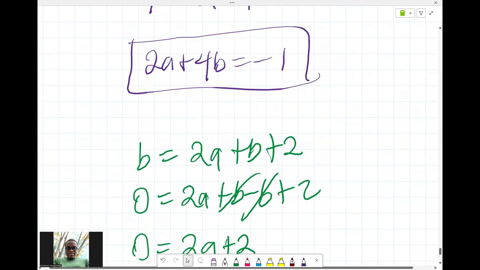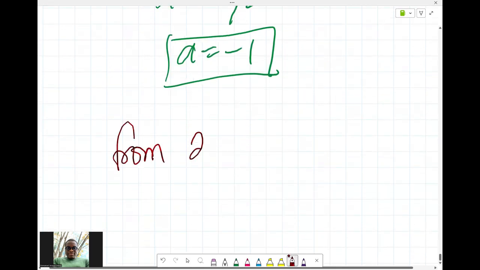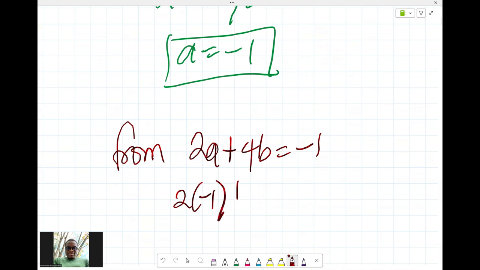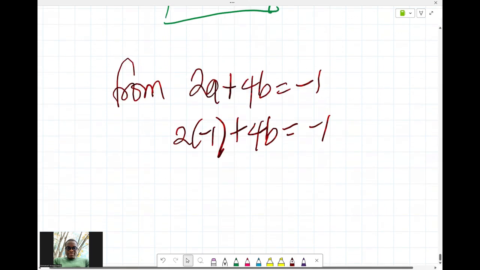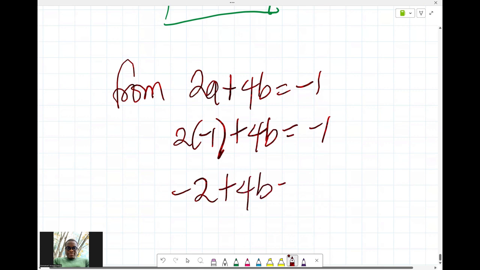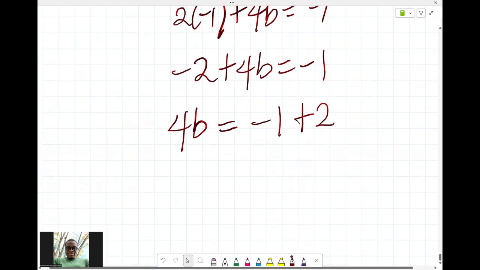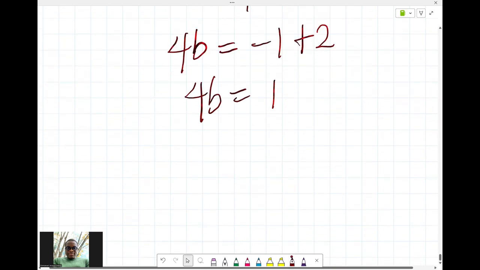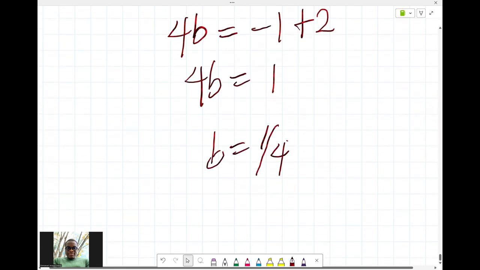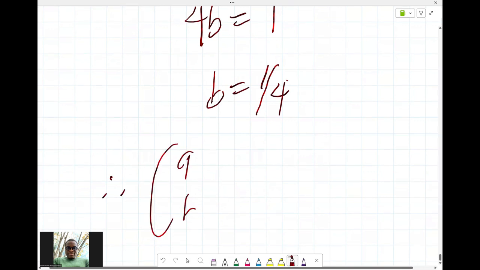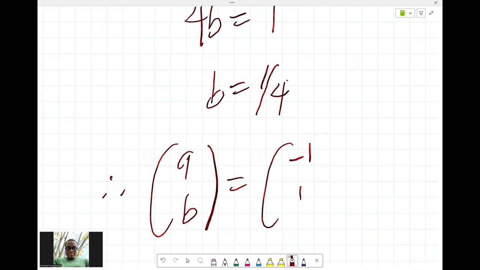So we can go back here. From 2a plus 4b equals minus 1, a is already minus 1. So we have 2 into minus 1 plus 4b equals minus 1. So we have minus 2 plus 4b equals minus 1. So 4b is equal to minus 1 plus 2, so 4b is equal to 1, and b is equal to 1 over 4. Therefore ab is equal to minus 1, 1 over 4.